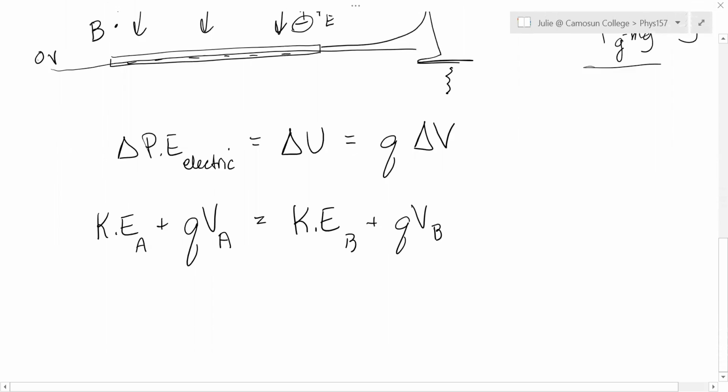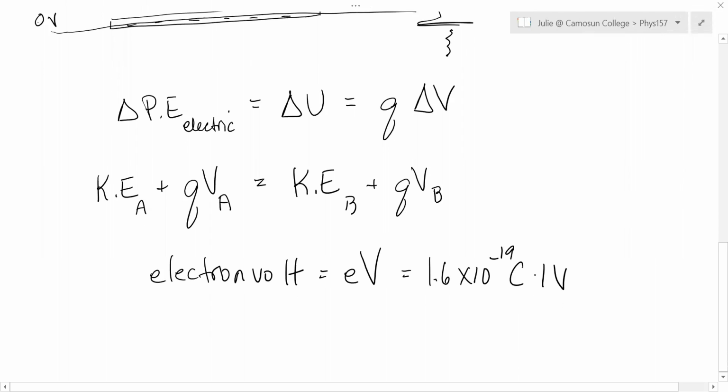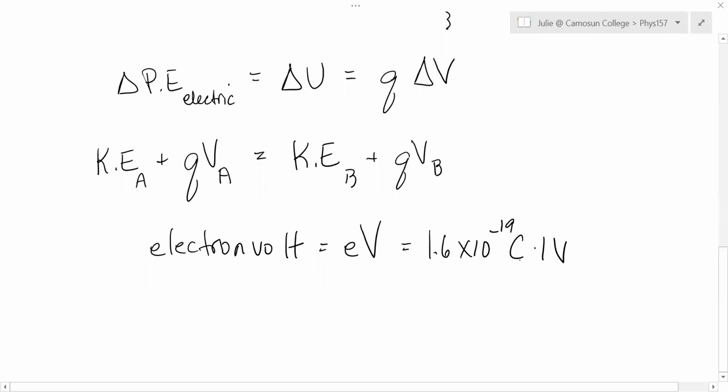And that's another thing that you're going to come across, this unit called the electron volt. eV is actually a unit of energy. e being the charge on the electron, 1.6 times 10 to the minus 19 coulombs, times 1 volt. It's the energy that an electron gets being accelerated through 1 volt. And a coulomb times a volt is a joule. So this is actually 1.6 times 10 to the minus 19 joules. Okay, so this is an energy unit.